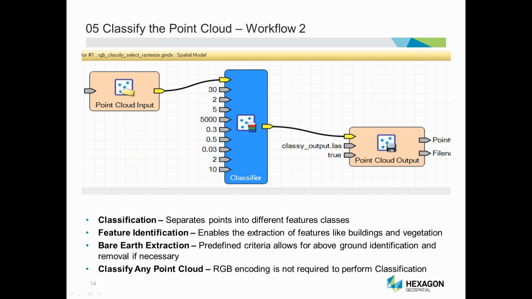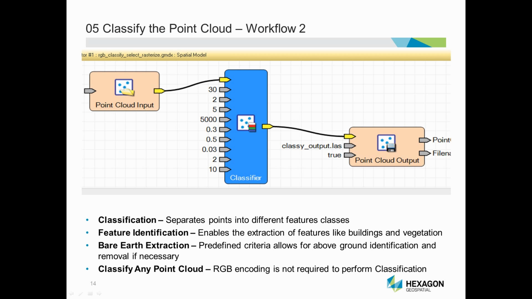Workflow number two is classifying the point cloud. So this is going to separate the points into different feature classes. Feature identification enables the extraction of features like buildings and vegetation. The bare earth extraction, so you can predefine criteria allowing for above ground identification and removal if necessary. So this is kind of the key reason why a classification engine would be used. You may just want to only keep the bare earth ground extraction and remove everything else.